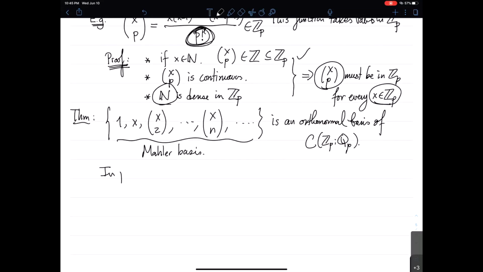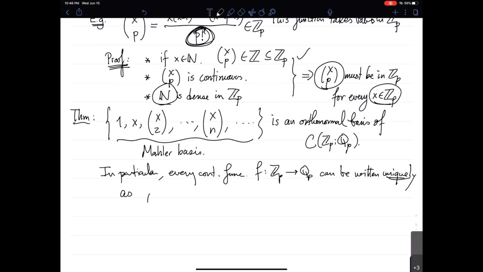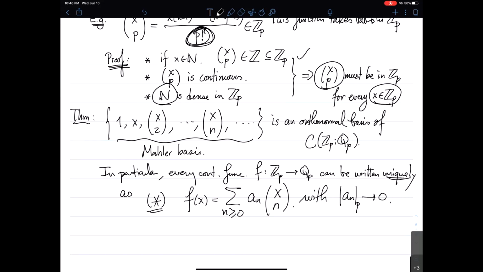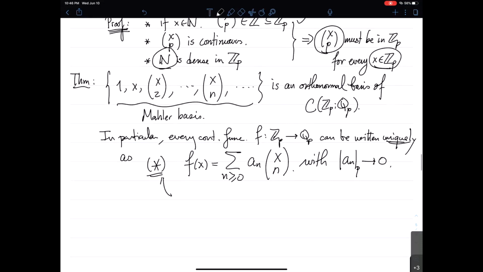So in particular, every continuous function f from Z_p to Q_p can be written uniquely as, let me write star for this equation, f(x) being the sum over n greater than or equal to 0 of a_n times x choose n, with the norm of a_n going to 0. And I want to call this star. This is called the Mahler expansion.